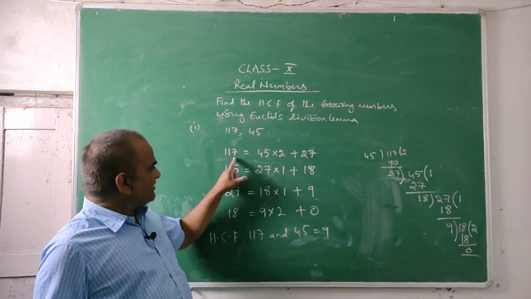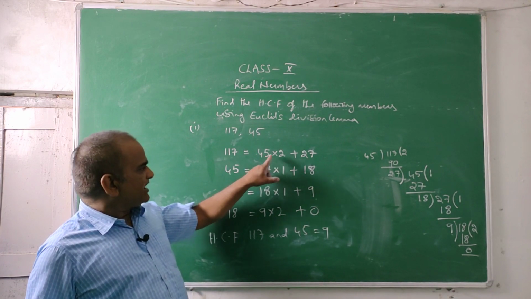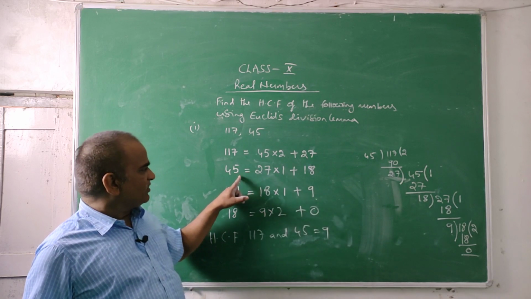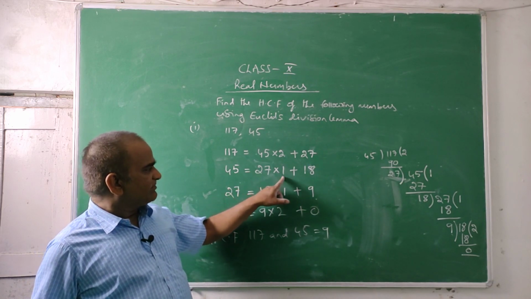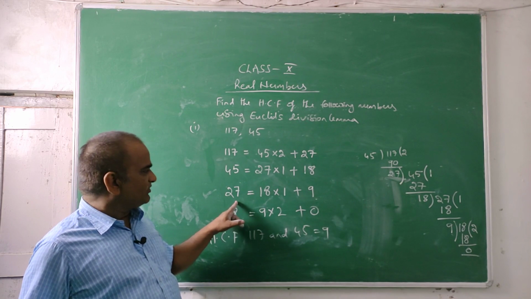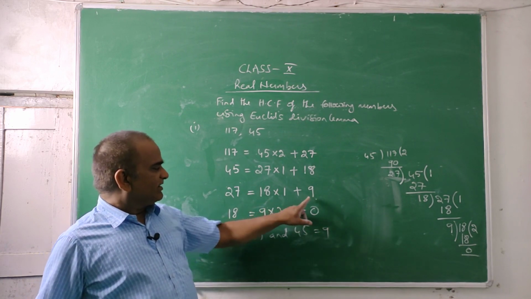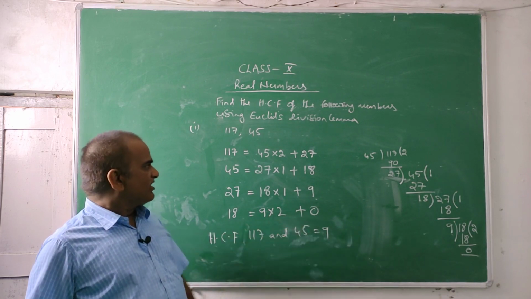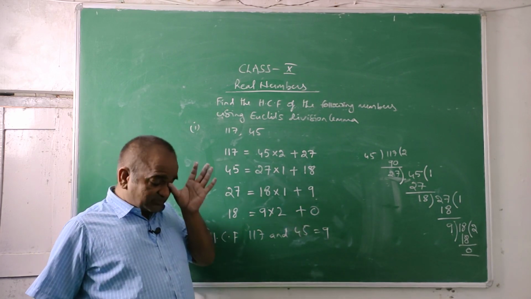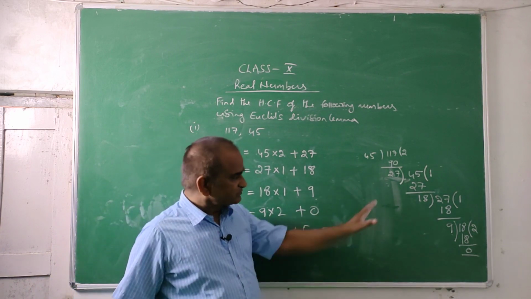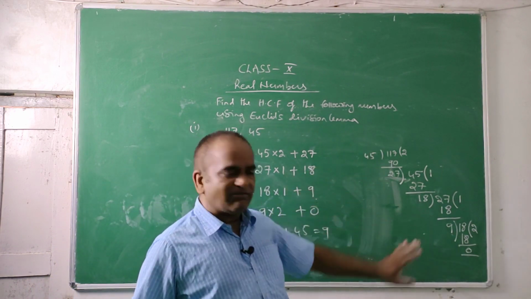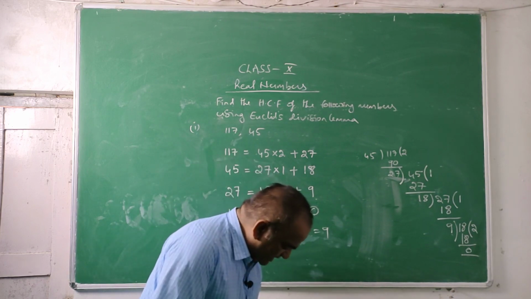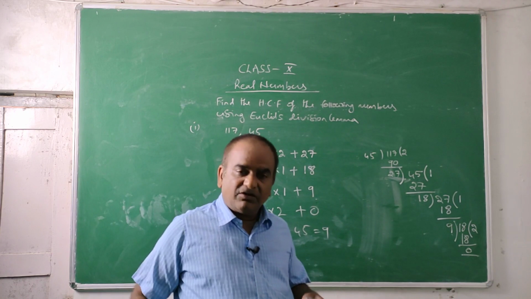See, 117 is equal to 45 into 2 plus 27. Next 45 is equal to 27 into 1 plus 18. Next 27 is equal to 18 into 1 plus 9. Next 18 is equal to 9 into 2 plus 0. Are you following? So now let us do one problem without doing that parallel work. Okay? So that it will be very clear for us and you will get some confidence also.